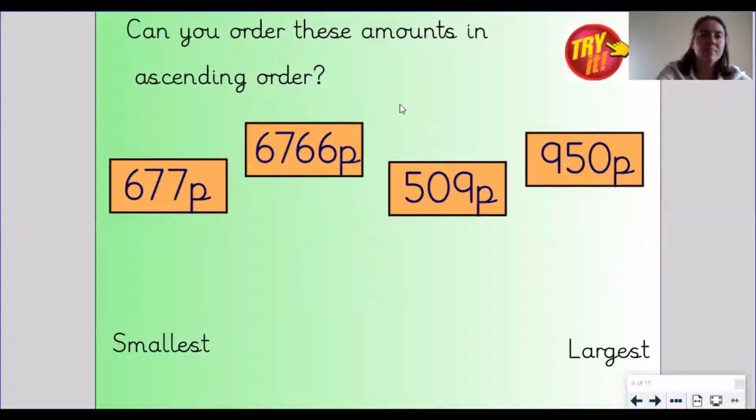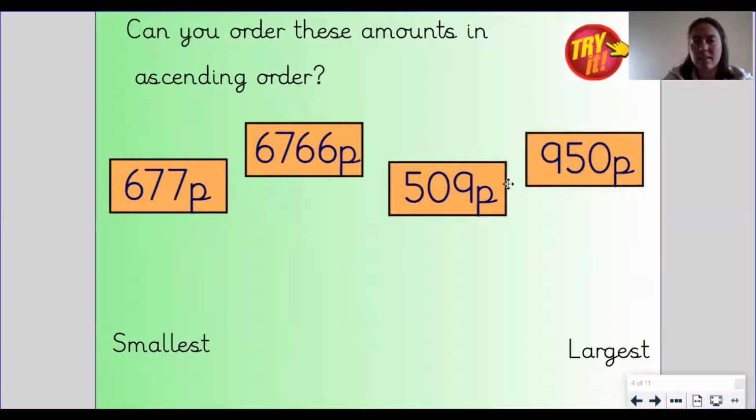All right, having a look here at this one. This time, the first thing I need to notice is that it is in ascending order. So I'm looking for the smallest number first. And I'm still going to look for my column furthest to the left. The first thing I notice between these four numbers is that this one here has a number in the thousands column.